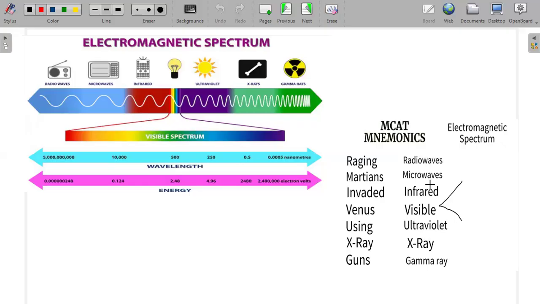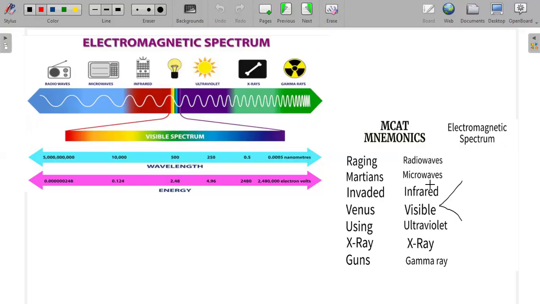The way these radiations are arranged on this spectrum is organized, based on the wavelength and the frequency. The frequency is the same as energy, so some books will say wavelength and energy, and some books will say wavelength and frequency. Why? Because the effects of the energy and the frequency are actually the same.